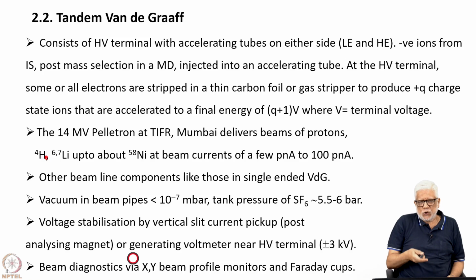Okay. There is also another generating voltmeter which is near the high voltage terminal. That is a capacitive kind of pickup. There is a rotating set of blades which are insulated, and you can pick up the voltage on that, and that is another way of stabilizing the voltage. So you can stabilize this voltage typically at 14 MV to the order of plus minus 3 kilo electron volts. Perhaps it can be done even better if you do things better.